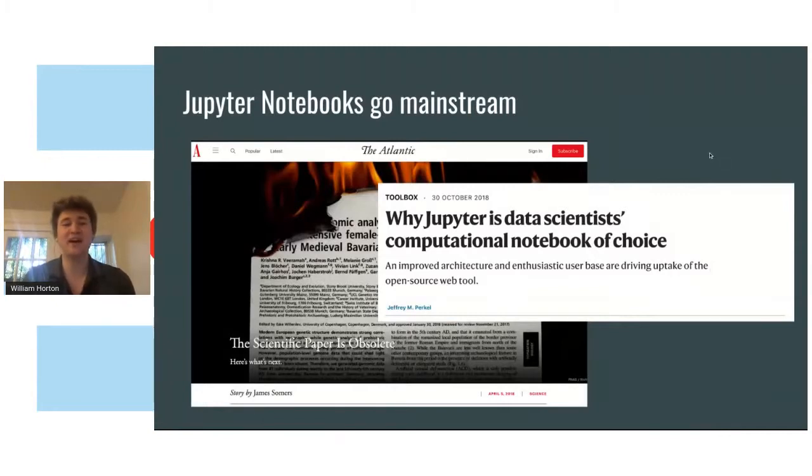And then probably the final reason is that Jupyter notebooks are experiencing some amount of mainstream popularity. You can see there's this article from 2018 from The Atlantic. There's also an article in Nature. And so there's this increased visibility. The Atlantic even goes so far as to say the scientific paper is obsolete, and that in science people are only going to be using these kinds of notebooks. And so that is just one more reason I thought it would be both interesting and timely to try to understand a little bit more about where this tool comes from.